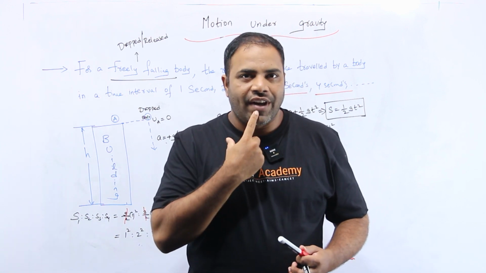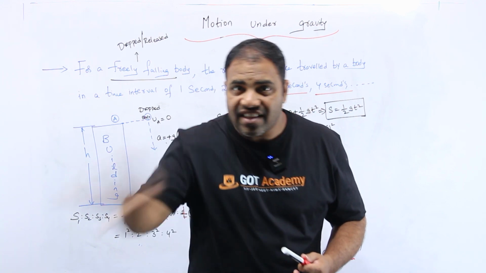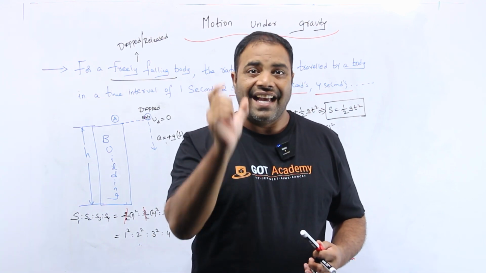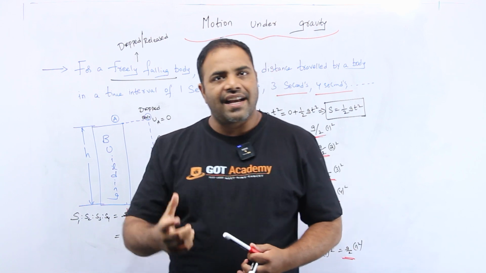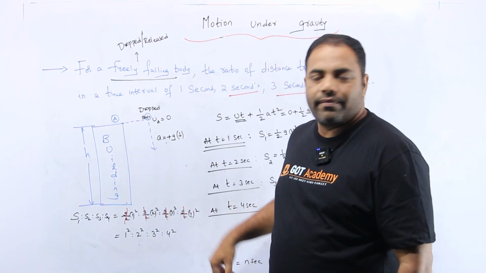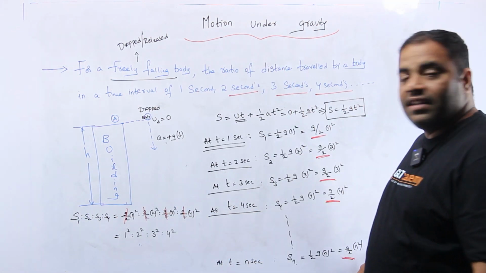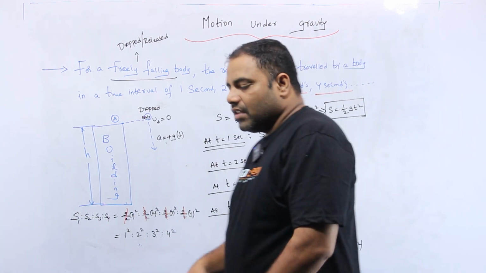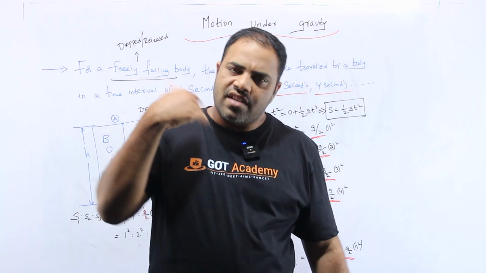Just observe my frequency. It is not n, it is not nth second. It is only n seconds. So, if it is n seconds, then you have to get it as n square. As I told you here, it is n square. So, nth, that is a different concept. We are going to study that after this one, right?